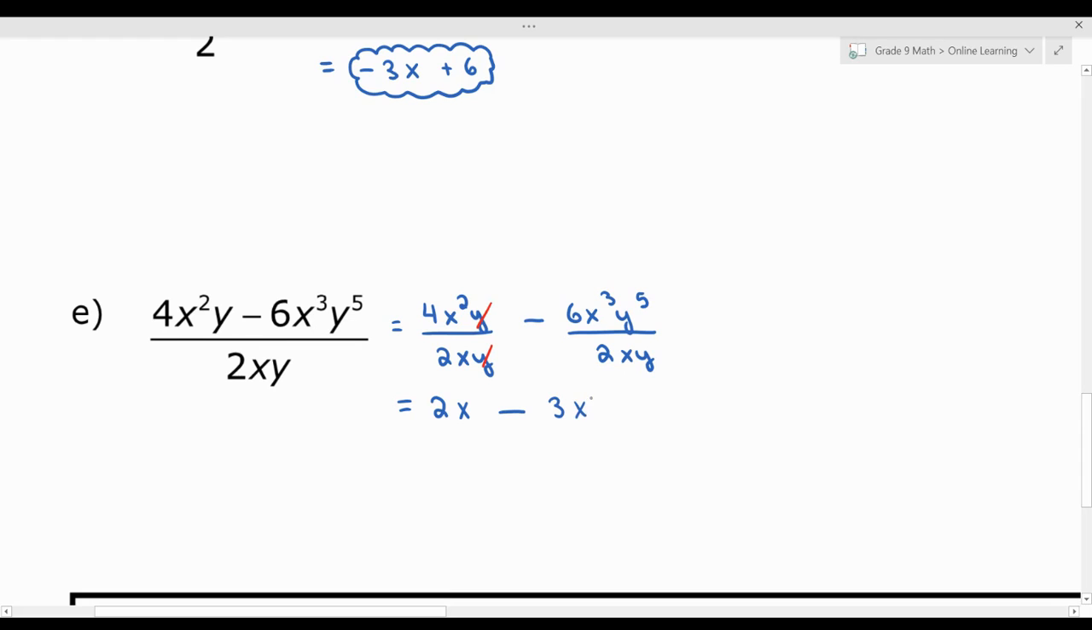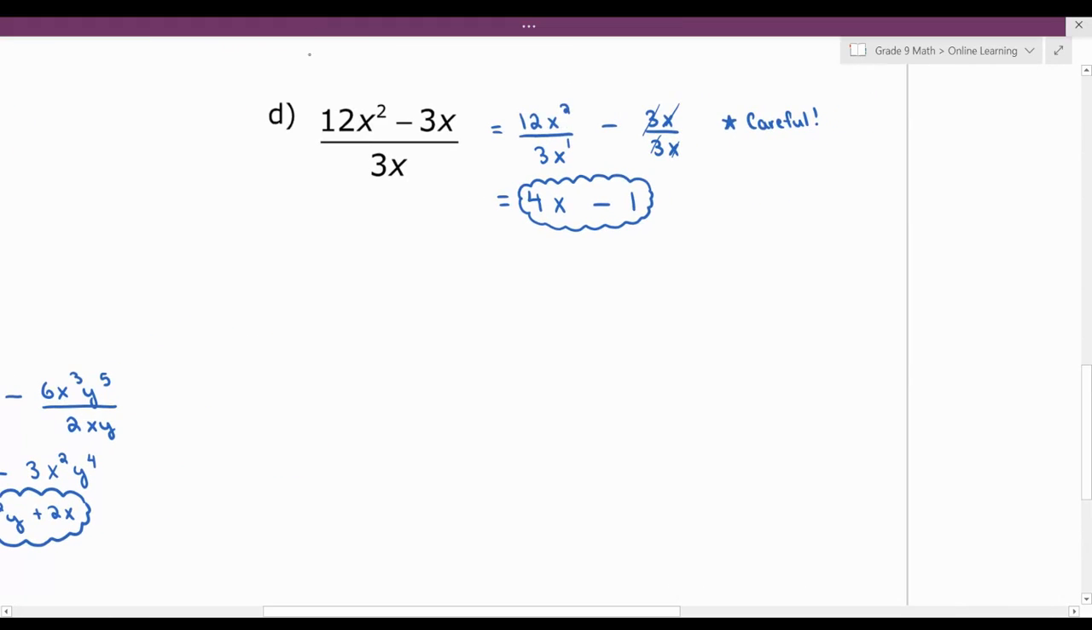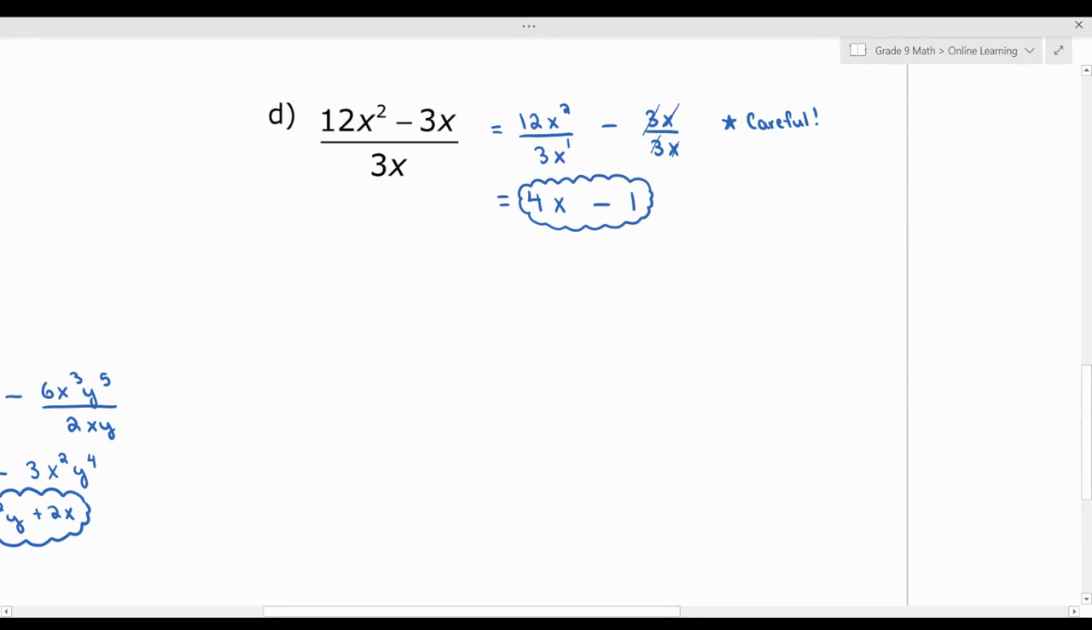And then I have x to the power 3 divided by x to the power 1. So I'll be left with x to the power 2 when I apply my quotient law here. And then y to the power 5 divided by y to the power 1. So 5 minus 1, I'll be left with 4 y's. So I say y to the power 4. And technically, proper notation, you should have this term first. So I'm going to write it in decreasing order of the x.